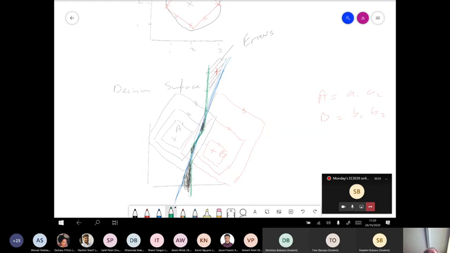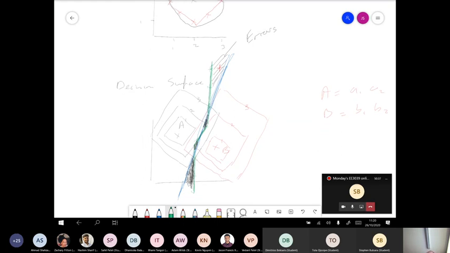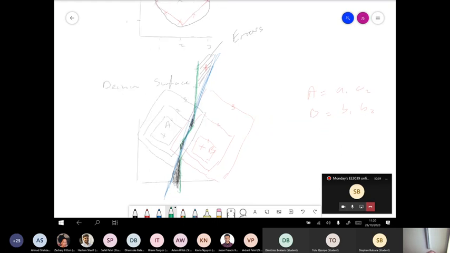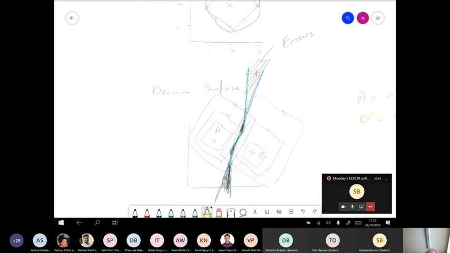This gives rise to what's sometimes called a dogleg decision surface. Let me draw it out separately without the contours.